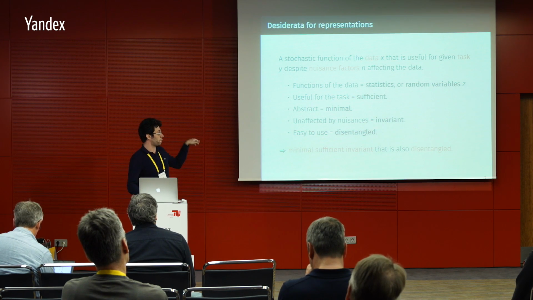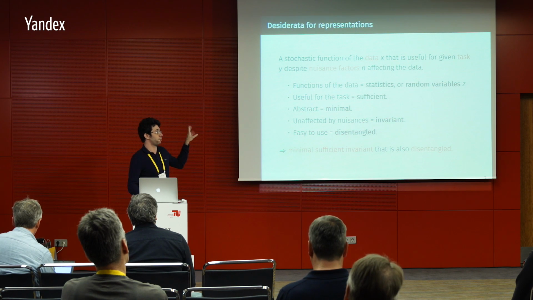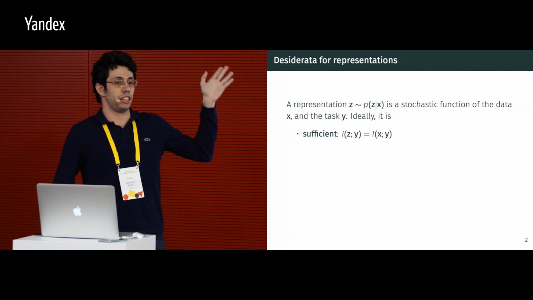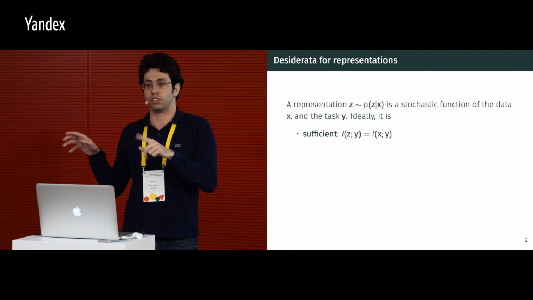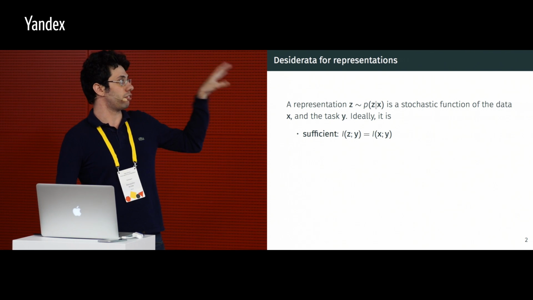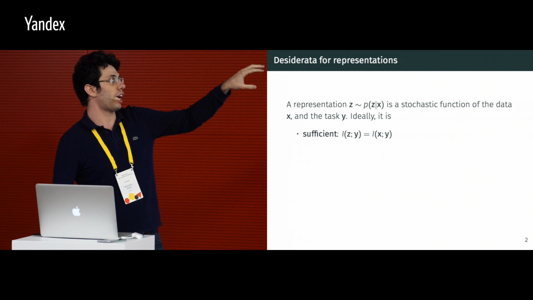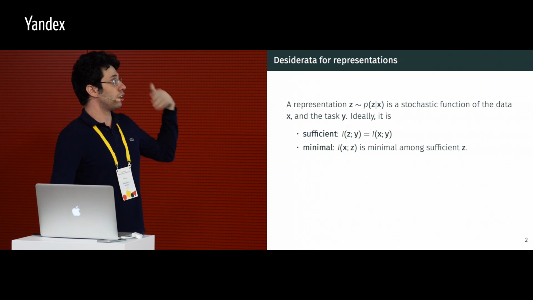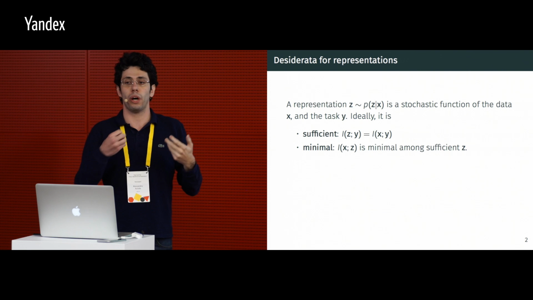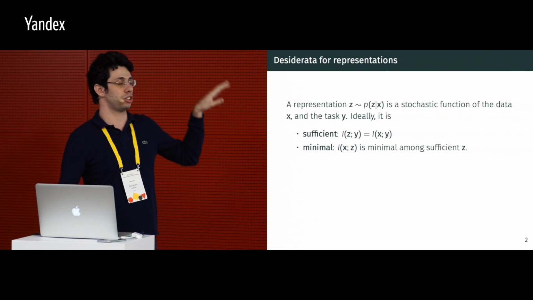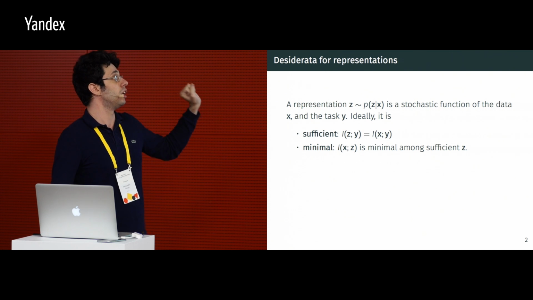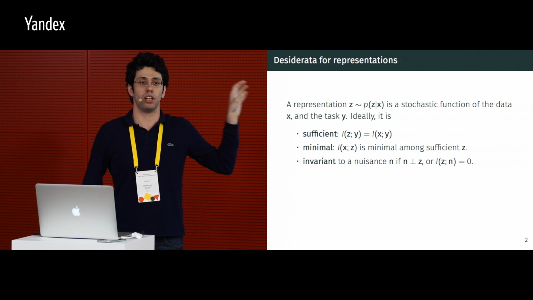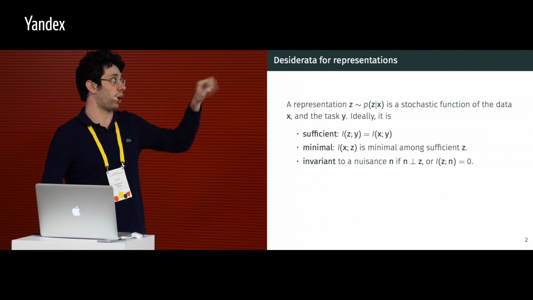Now, the nice thing about these properties is that it's very easy to formalize them in an information theoretic setting. Precisely, we say that a random variable z is an optimal representation of the data x for the task y if, first of all, it is sufficient, meaning that all the information contained in x about y is also contained in the representation z, where I is the mutual information. Then we would like the representation to throw away as much useless information as possible, which gives us the minimality of the representation. Then we would like the representation to be independent from any random variable affecting the data which is independent from the task y.